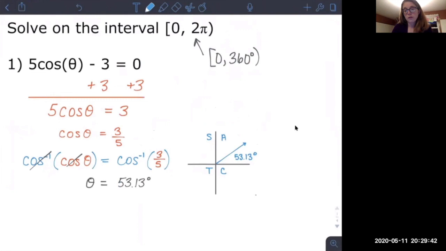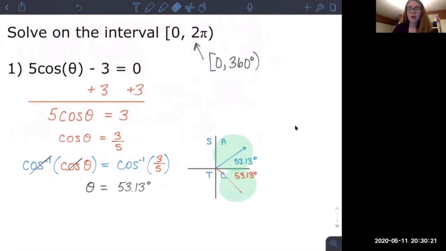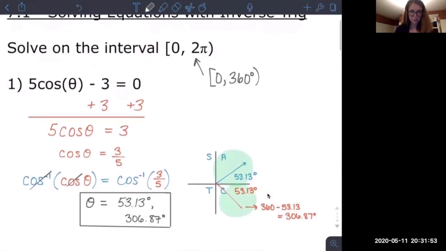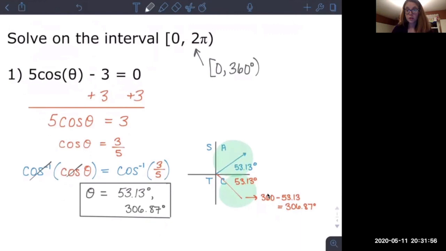So I've drawn a picture of 53.13 degrees, which is in the first quadrant. We know that cosine can be positive both in the first quadrant right here and also in the fourth quadrant right here. So what that tells me is that I need to consider a second answer to this equation. That second answer is going to be a fourth quadrant angle with 53.13 as the reference angle. To find that actual angle, I subtracted 53.13 from 360, the closest part of the x-axis, and got 306.87 degrees. Now I have my two answers on the interval 0 to 2 pi or 0 to 360.